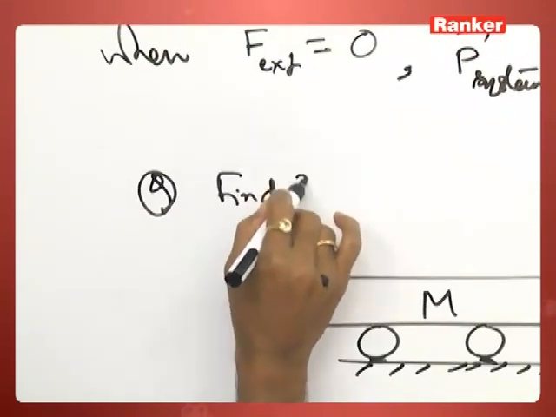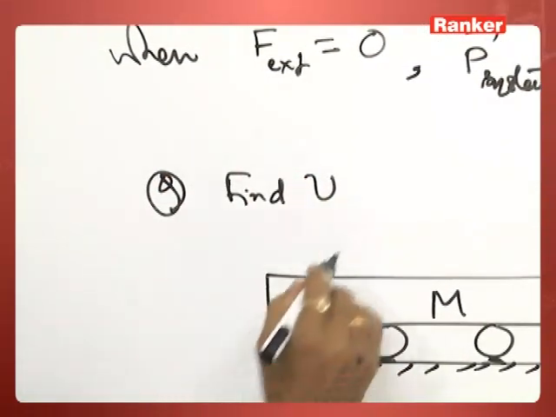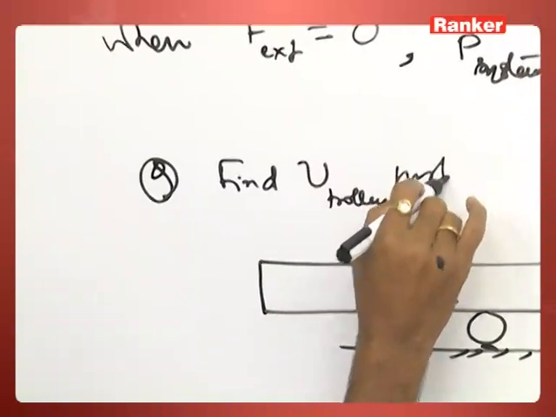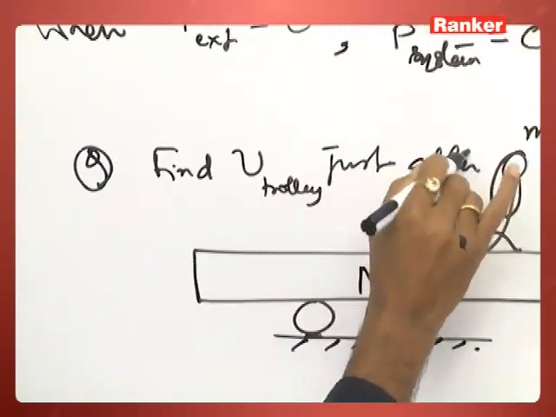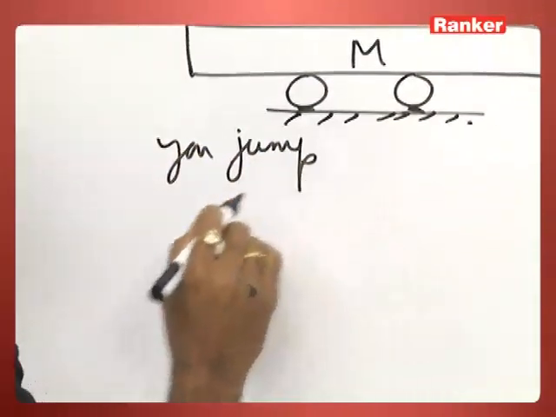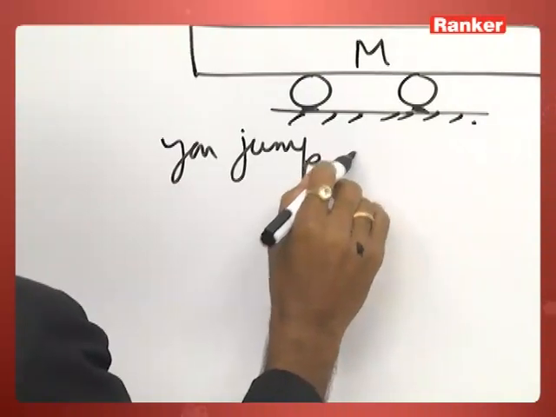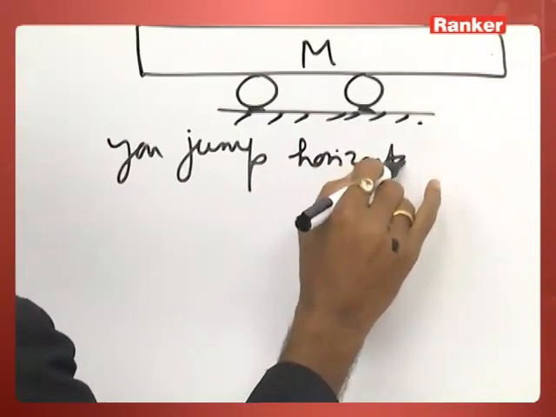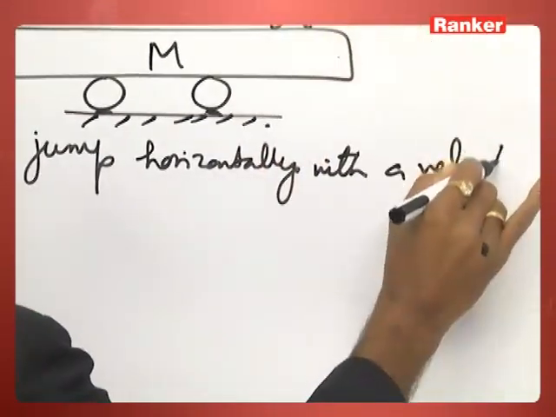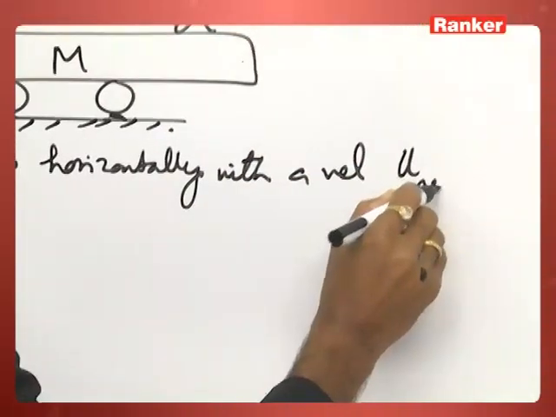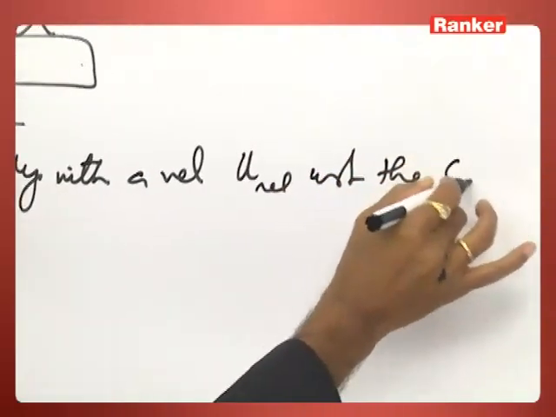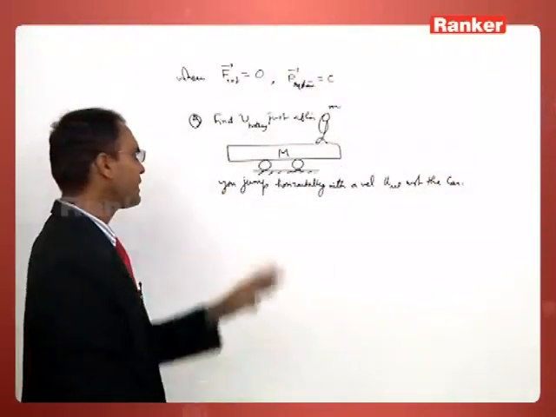Find the velocity of the trolley car just after you jump horizontally with the velocity u relative with respect to the trolley car. That's a basic question.